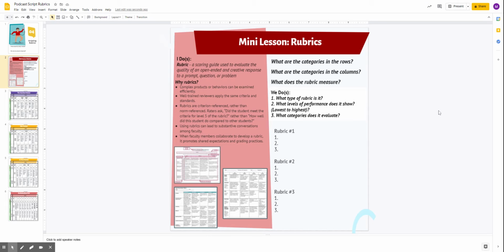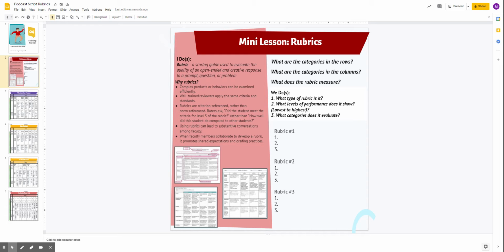Today, we are going to look at rubrics in our mini lesson. So first of all, what is a rubric? A rubric is a scoring guide used to evaluate the quality of an open-ended or creative response to a prompt, question, or some type of problem. So why do we use rubrics?